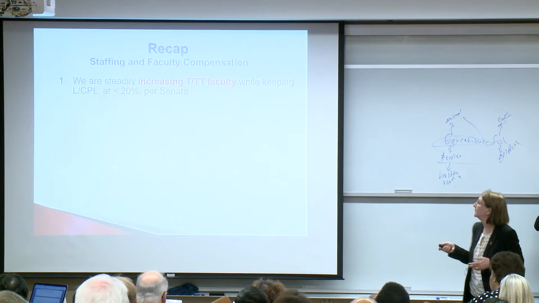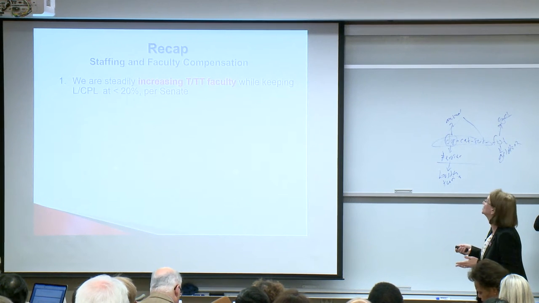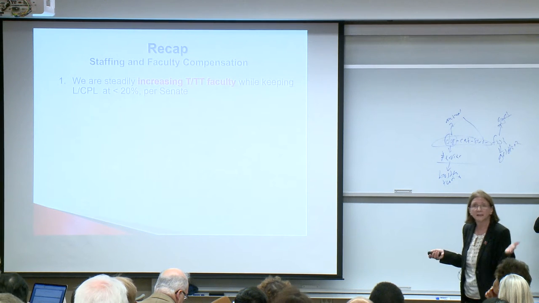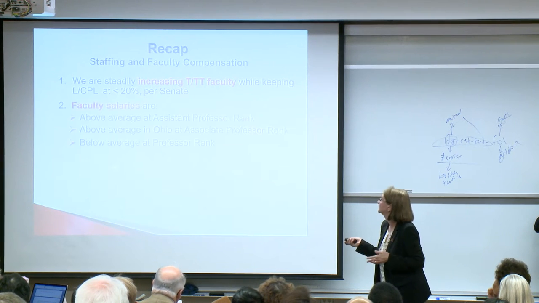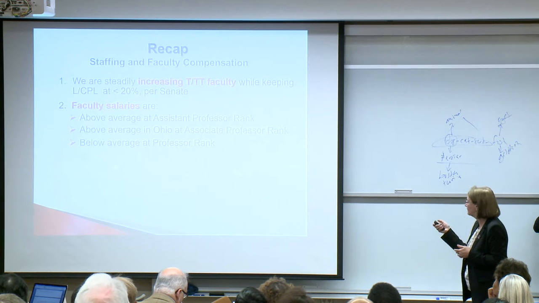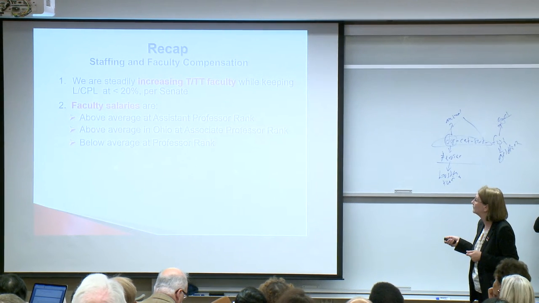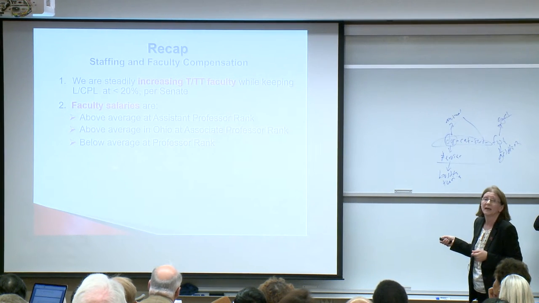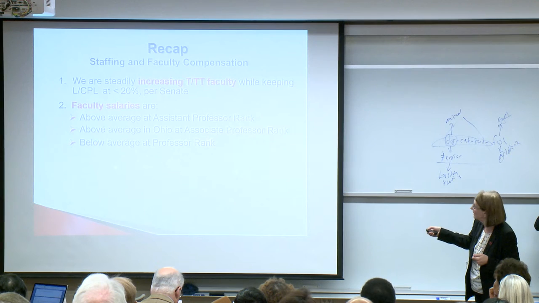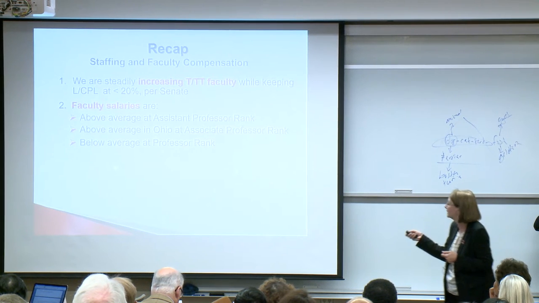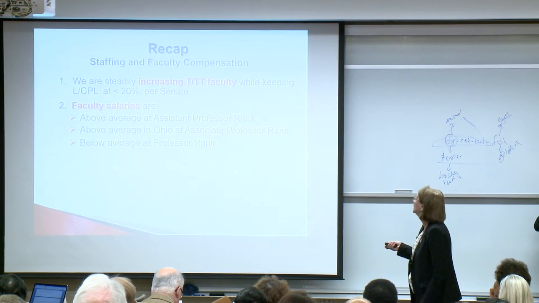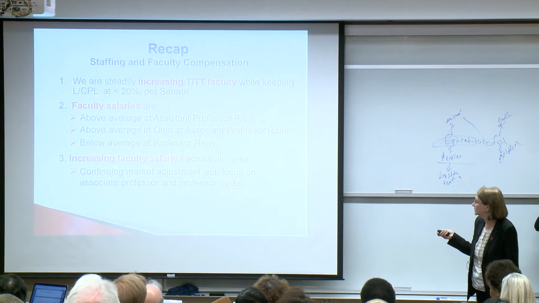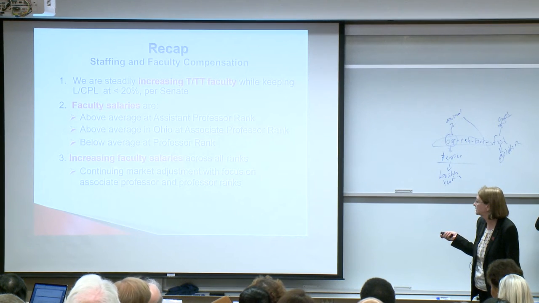So the recap here is we're steadily increasing the tenure track faculty while keeping the LCPL at less than 20% as mandated by Senate resolution. The faculty salaries are above average at the assistant professor rank, above average in Ohio at the associate professor rank, below average at professor rank. And I'll remind you again that this is the target of the market adjust, the associate and full professor rank, to make those salaries more competitive. We're increasing faculty salaries across all ranks with the market adjust.